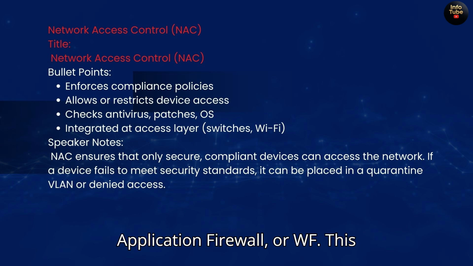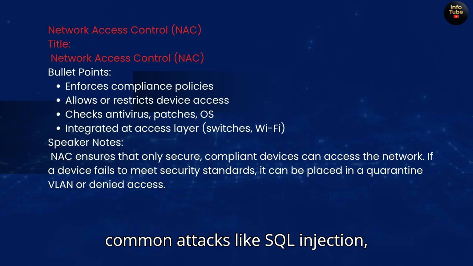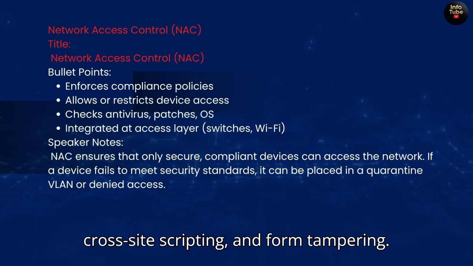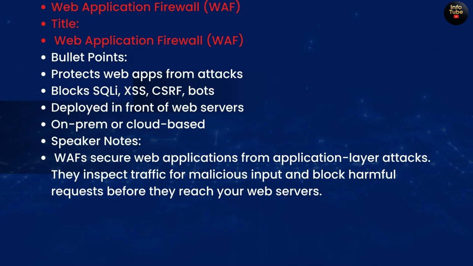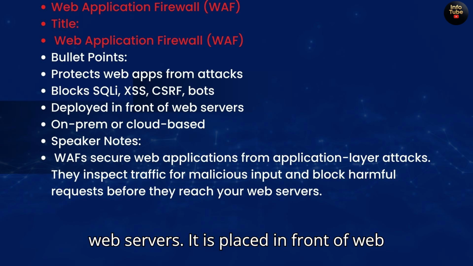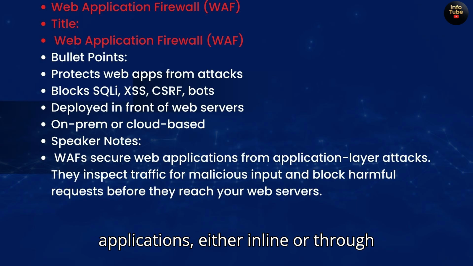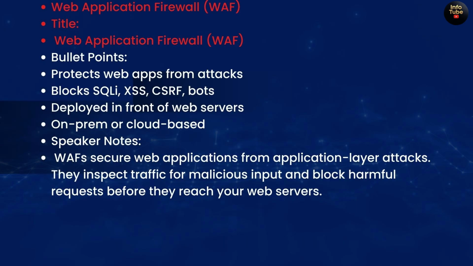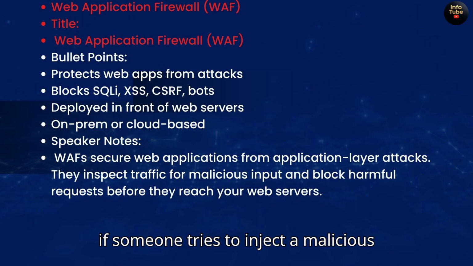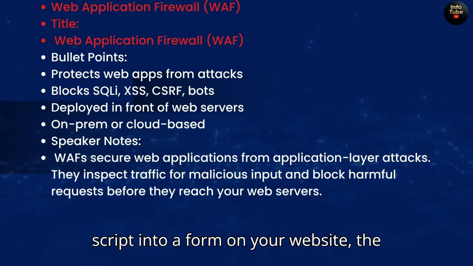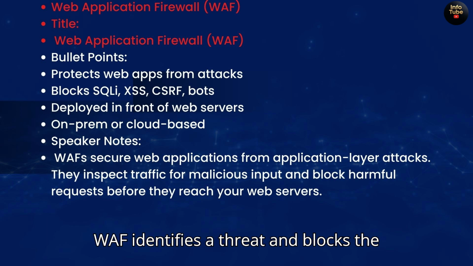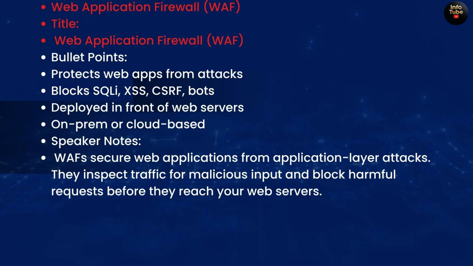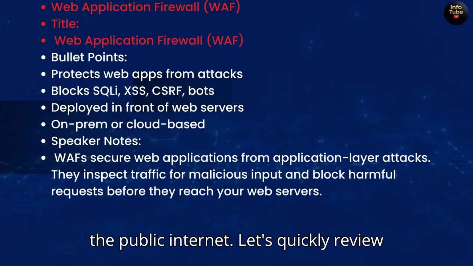Lastly, we have the Web Application Firewall, or WAF. This tool protects web applications from common attacks like SQL injection, cross-site scripting, and form tampering. A WAF operates at the application layer and inspects traffic heading to and from web servers. It is placed in front of web applications, either inline or through cloud-based services. For example, if someone tries to inject a malicious script into a form on your website, the WAF identifies the threat and blocks the request before it reaches your server. This is critical for websites exposed to the public internet.